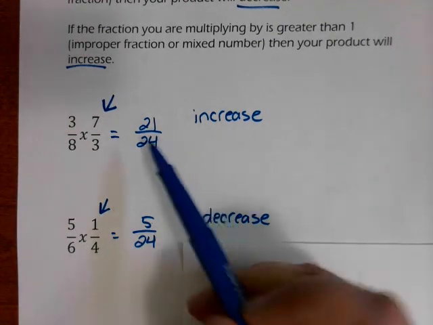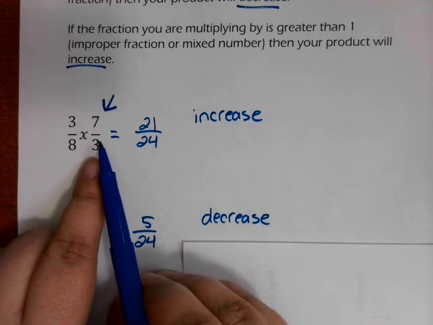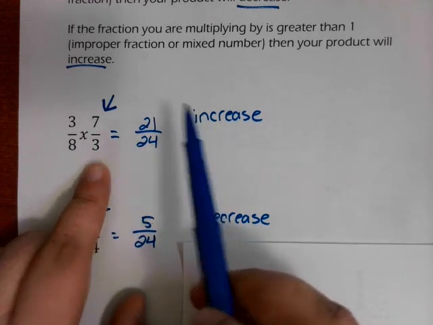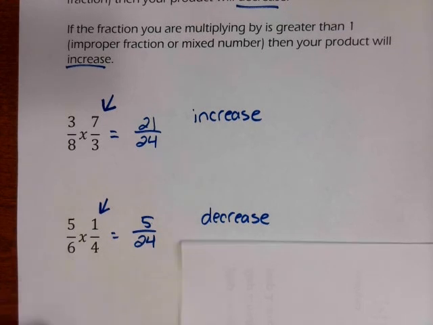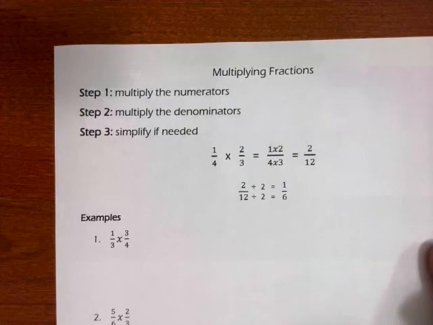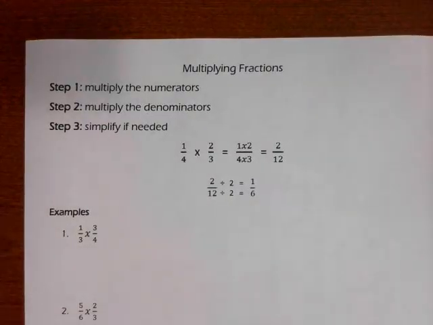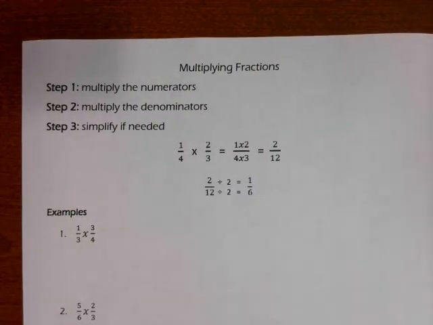Okay? So if the number you're multiplying by is greater than 1, it's going to increase. If it's less than 1, it's going to decrease. This will help us just kind of see if our answer that we got is reasonable or not. All right, so let's get into it. Multiplying fractions, like I said, very simple.